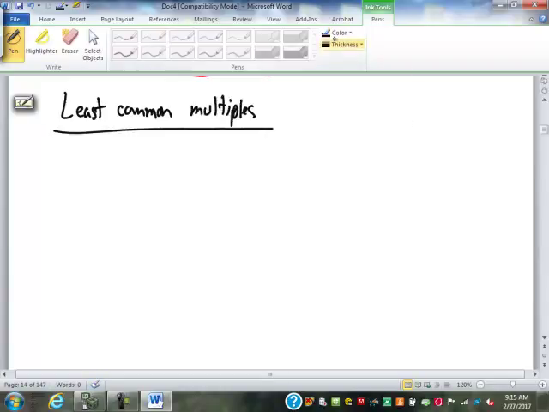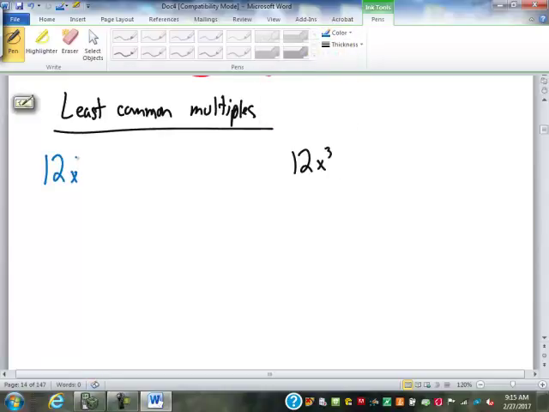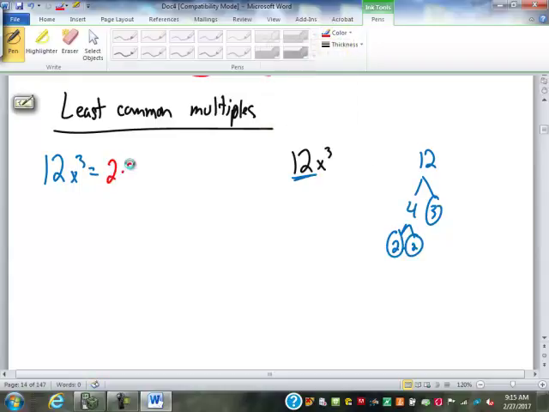And we tied it in with our factoring. So for example, if we have 12x to the third, we would factor out the number portion. The 12 factors like maybe 4 times 3. The 3 is prime. 4 is 2 times 2. So the 12 is 2 times 2 times 3. Remember, we like to try to put them in order from smallest to largest. And of course, x to the third is just x times x times x.